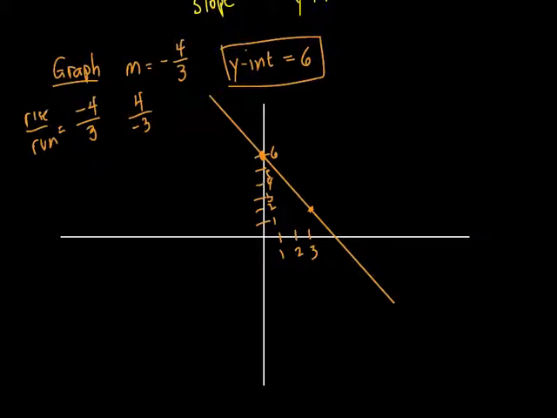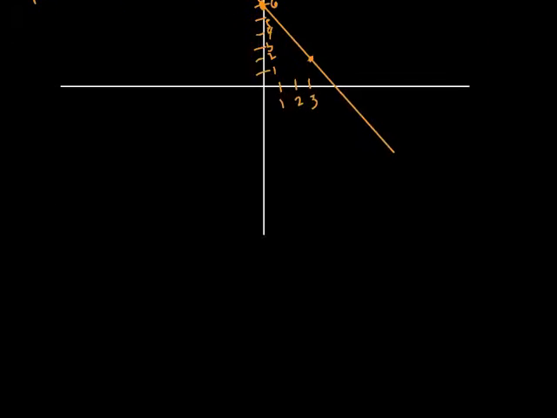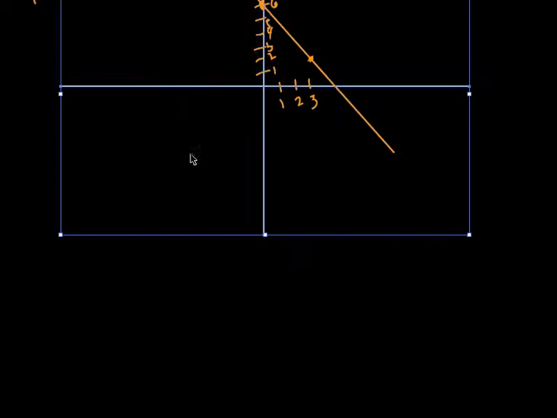Sometimes they'll do this. Actually, let's do this. Let's copy the graph again. Sometimes they'll give you information, you have to graph it. Sometimes they'll give a graph, and you have to tell what the equation of the line is. So let's try that.